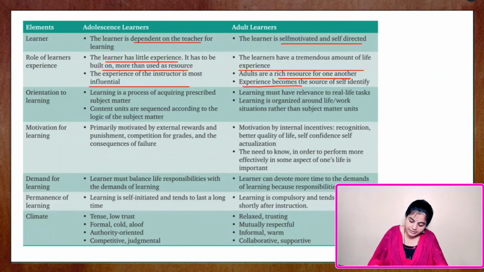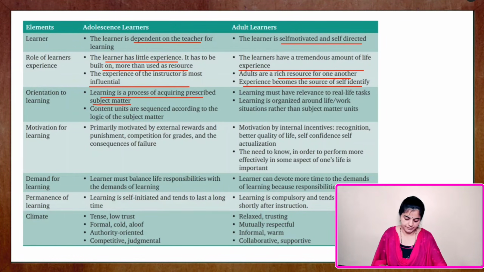So their experience becomes a source of self identity. Now speaking about the orientation to learning with respect to adolescent learners as well as adult learners. With respect to adolescent learners, learning is a process of acquiring prescribed subject matter. The content units are sequenced according to the logic of the subject matter.